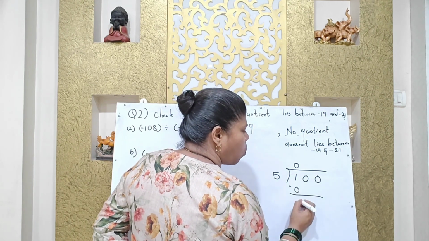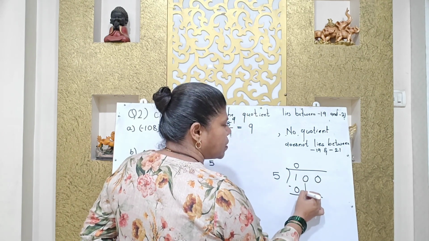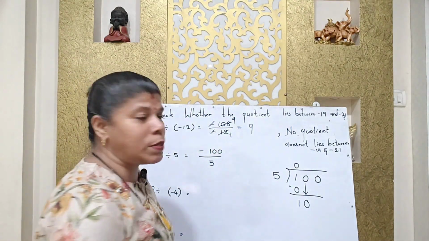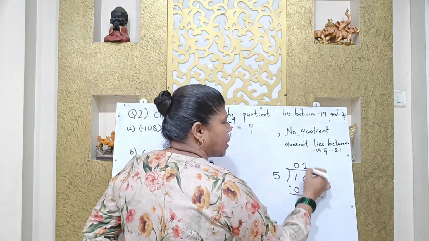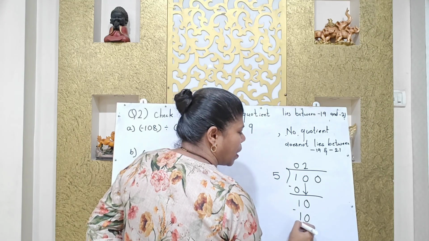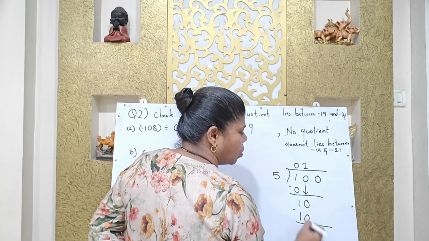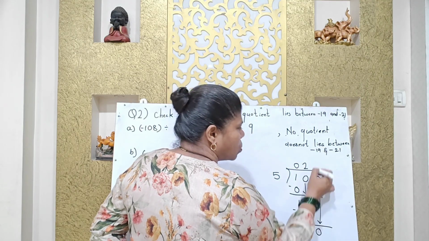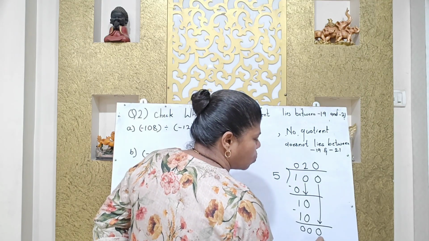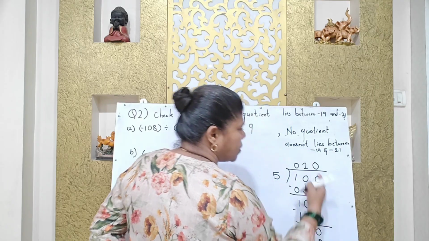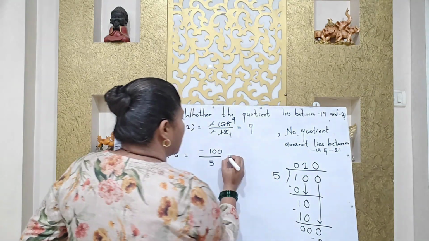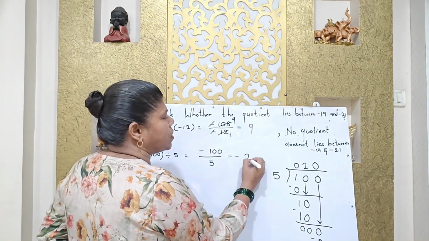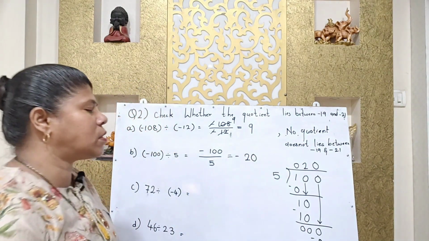1 minus 0, 1. अभी हमने 0 कैरी किया, नंबर हो गया 10. We know that 5 twos are 10. So 2 is the quotient and 10 minus 10 is 0. Now we carry a 0. 5 zeros are 0. So answer is 20. Now minus by plus is always minus, so -20. My answer is -20.